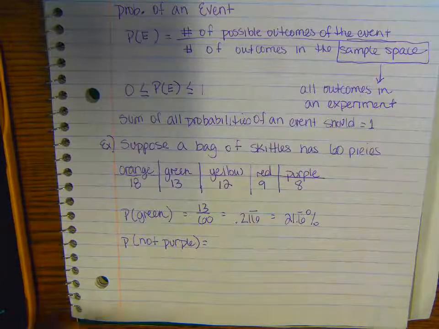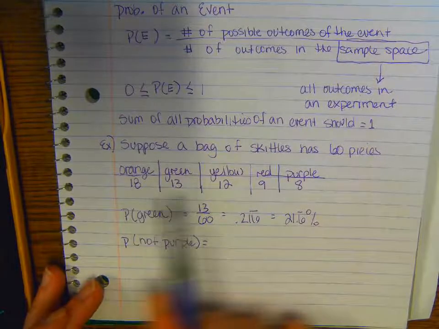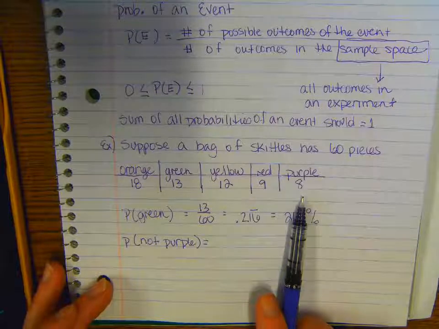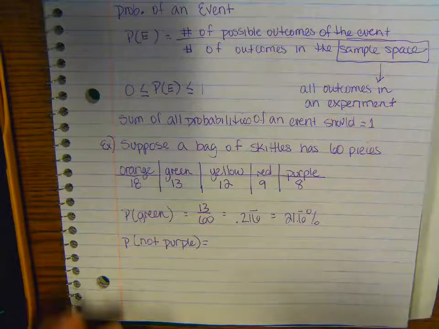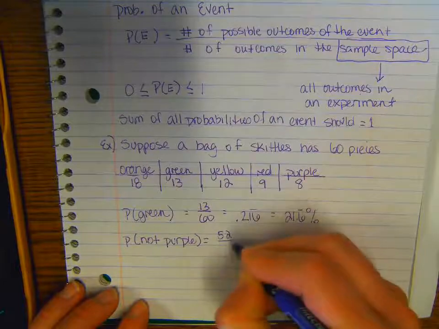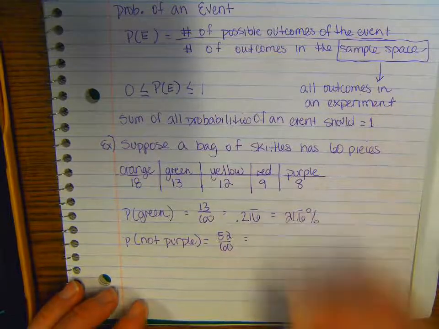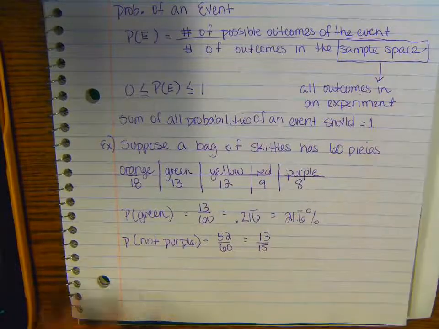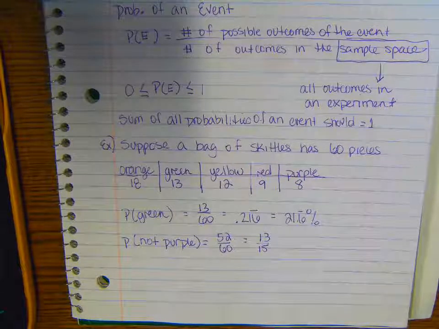Yeah, so I am counting then all of the things but purple. Or you could just go backwards. Since there's 8 purple, how many things are not purple in the bag? 52 out of 60, which reduces to 13 out of 15 if I'm leaving it as a fraction.